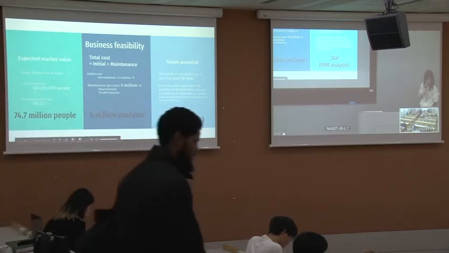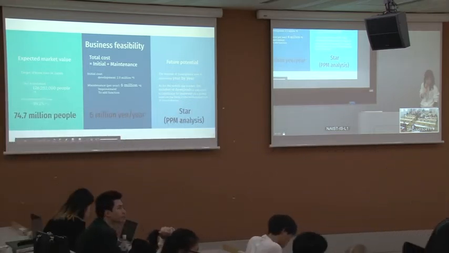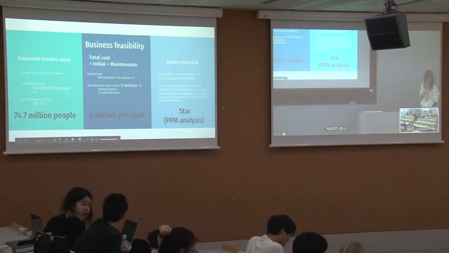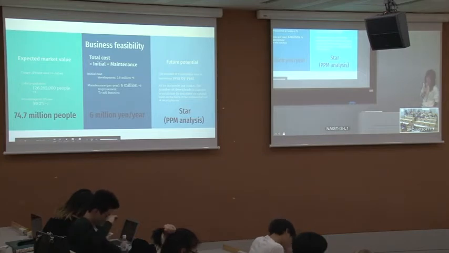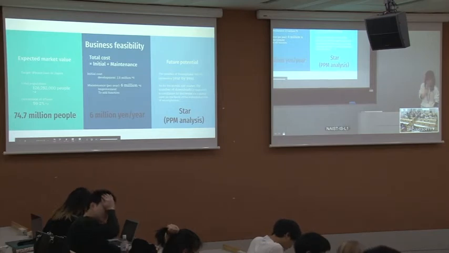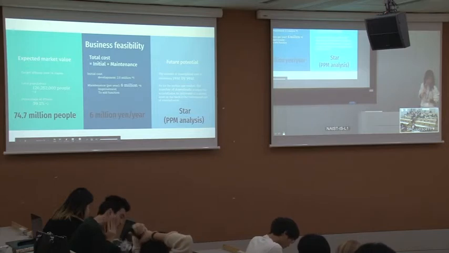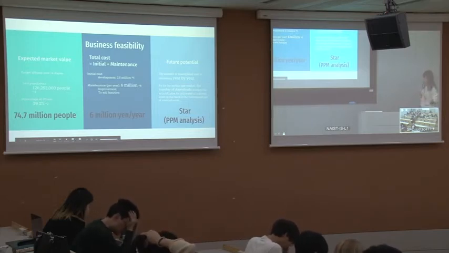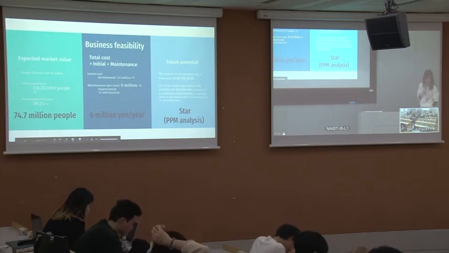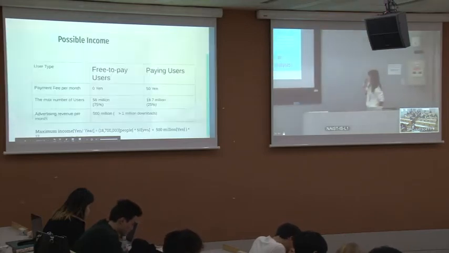Next, total cost. Total cost includes development and maintenance cost. If we can cover development with our fund, the annual maintenance cost amounts to 6 million yen per year. The third is future potential. The number of apps and their users is increasing by year, so we will make a profit every year. And please go to the next page.